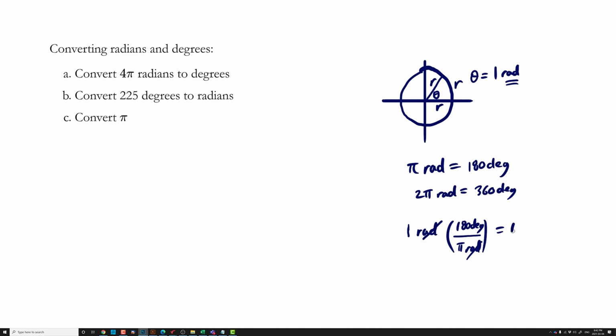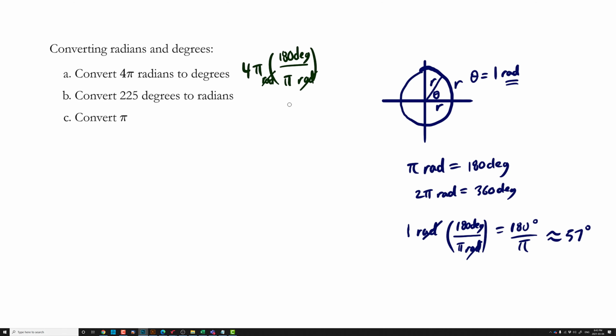Now let's get to the question here. Convert 4 pi radians to degrees. We take 4 pi, and the default unit is radians, so we don't have to write RAD. And we know that pi radians, we'll just write RAD for practice, is equal to 180 degrees. So this radian on the numerator and this radian on the denominator cancel, and so do the pi's. So 4 times 180 is equal to 720 degrees.